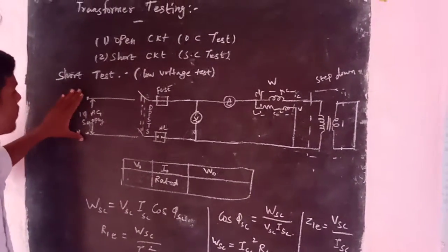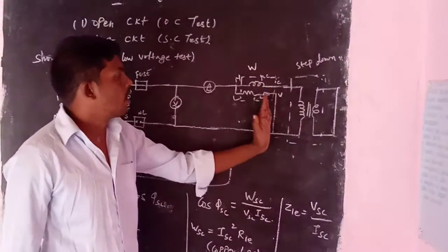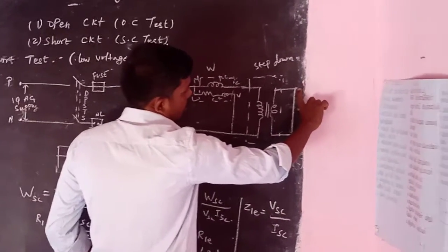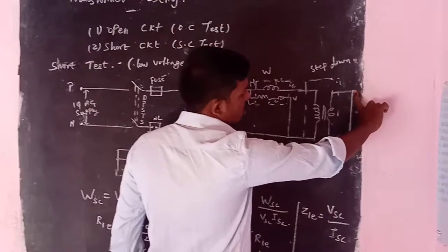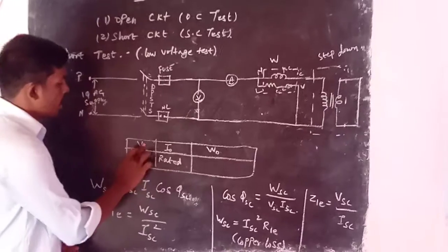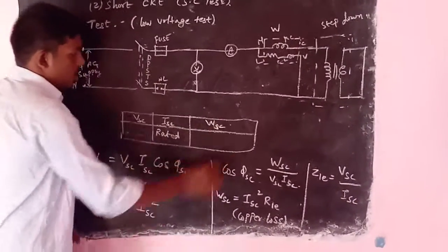This is the primary side. A somewhat low voltage is given to the primary side, and the secondary side is shorted. In the open circuit test the secondary is open, and in the short circuit test the secondary side is shorted. Then you find out VSC, ISC, and WSC.